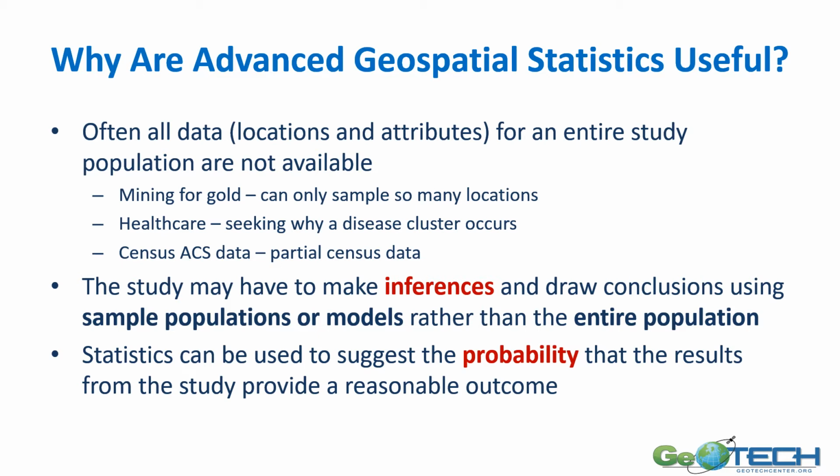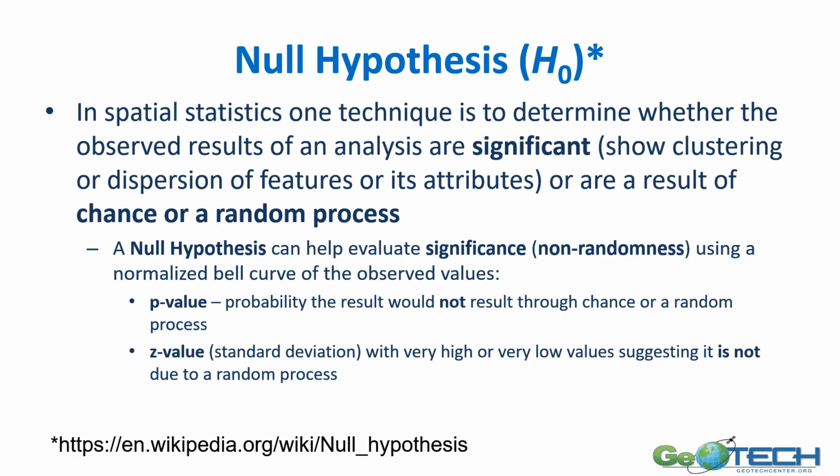So statistics can be used to suggest the probability that the results from the study provide a reasonable outcome. Note the two terms here, inferences and probability. So we're talking about finding ways, when you do not have all of the data available for a population, to make assumptions or inferences on outcomes.